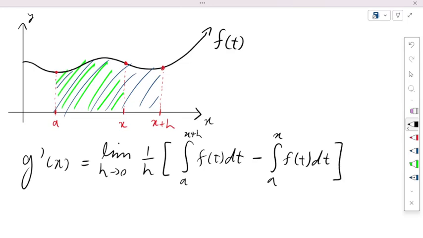That's what we have. But now, where are we going to go from here though? Now, this is the difference between two areas, right? The difference between two areas, what did we do? We took the area here from a to x plus h, and we also subtracted the area from a to x, right?